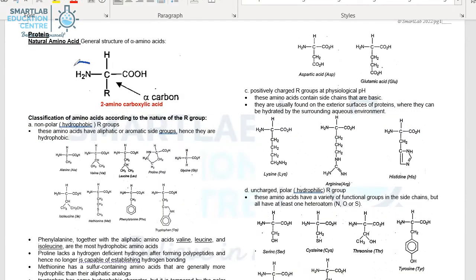Amino acids have two functional groups, amine and carboxylic acid. In the case of natural amino acids, both the amine and the carboxylic acid are bonded to a common carbon. That carbon is termed the alpha carbon. There are 20 natural amino acids, so there are 20 different R groups bonded to the alpha carbon.